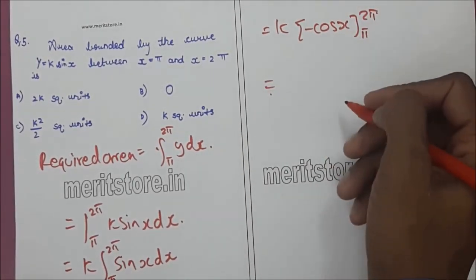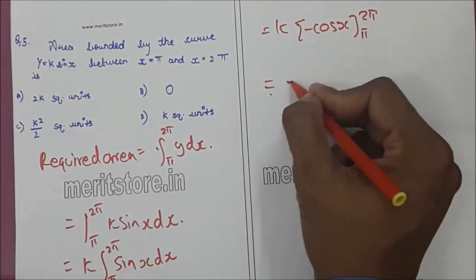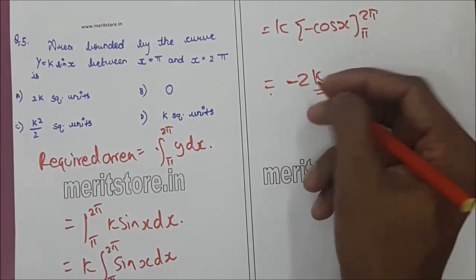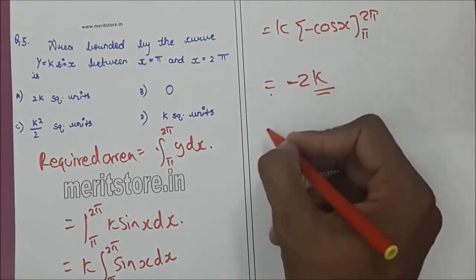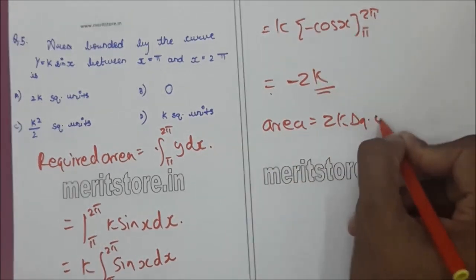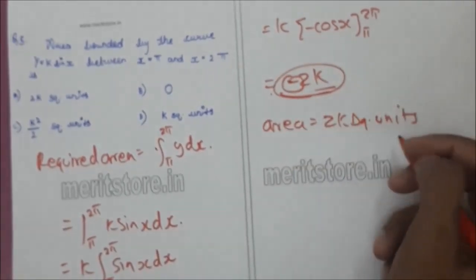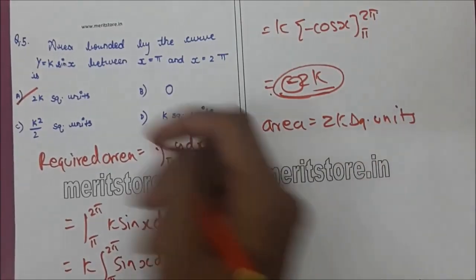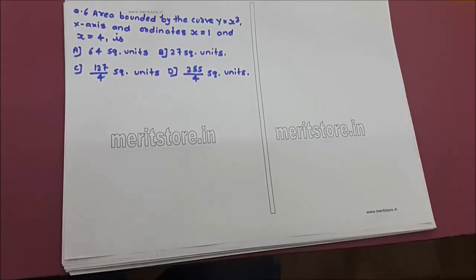We substitute the limits in x and solve, and we get minus 2k. Here we can say area cannot be negative. So we take the area as 2k square units, because area cannot be negative. So option A is the correct answer, that is 2k square units.